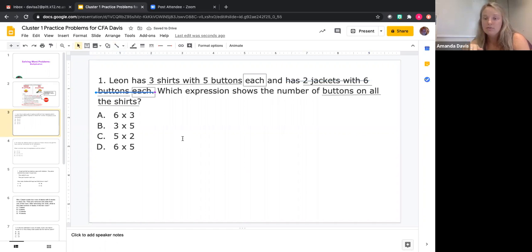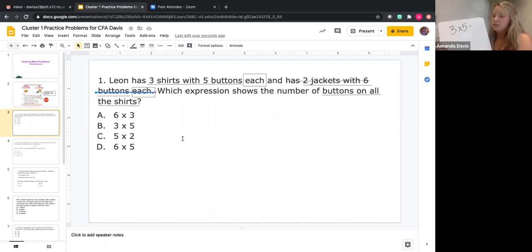Now that I've read it through and underlined important information, I'm ready to start back at the beginning and show my work. So I'm going to read to the first sentence or comma. Leon has 3 shirts with 5 buttons each. And I don't need to worry about the rest because we're not focusing on jackets. So he's got 3 shirts with 5 buttons each. Well, I know each is going to mean to multiply because all of the shirts have the same number of buttons on each. So this is going to be a multiplication problem. That's it. Now I just need to solve it.